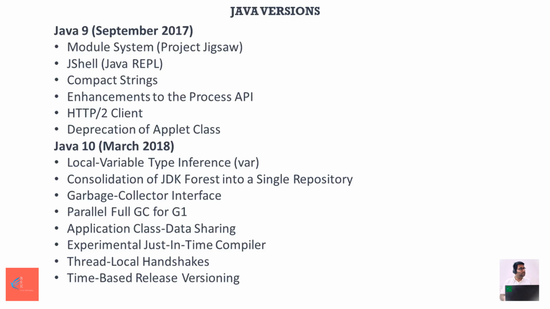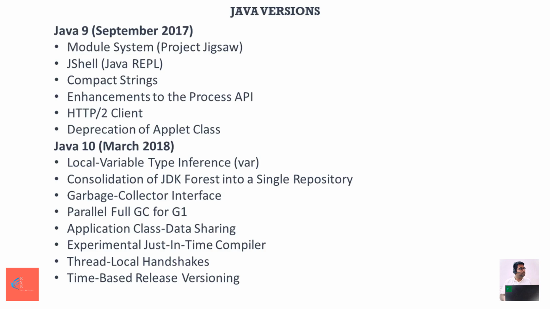Java.NET.HTTP package was introduced in Java 9 to support HTTP2 and WebSocket technologies. In Java 9, the applet class, which was a part of original Java applet architecture, was deprecated. Next version in Java is Java 10, which was introduced in March 2018.